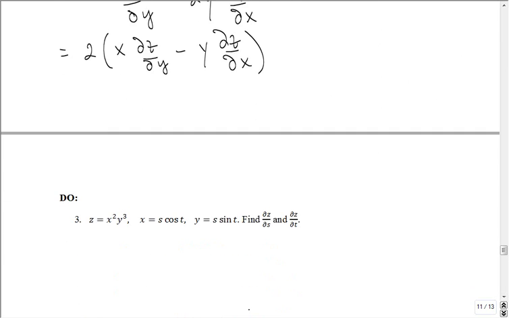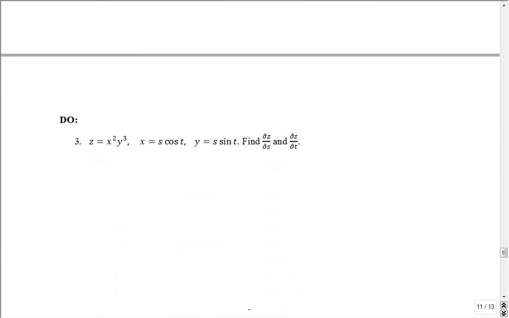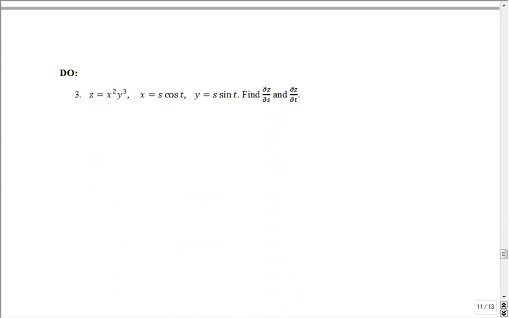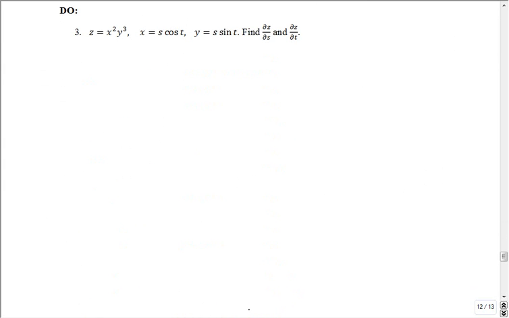Okay, so you try this one. That's just like the one we did before the proof. Draw your little tree and see if you can get this out. In your final answer, you can leave X and Y in there, or it will look kind of nasty if you just put everything in terms of S and T.